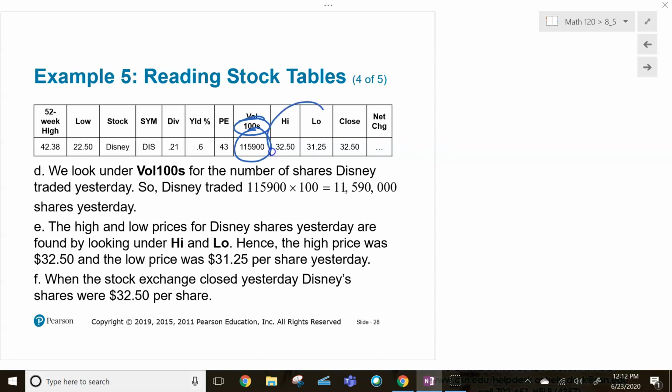As it was trading yesterday, the lowest it ever got traded at was 31.25. The highest it ever got traded at was 32.5. At the end of the day, it closed at this price, 32.5. When the stock exchange closes, it stays there until next morning.